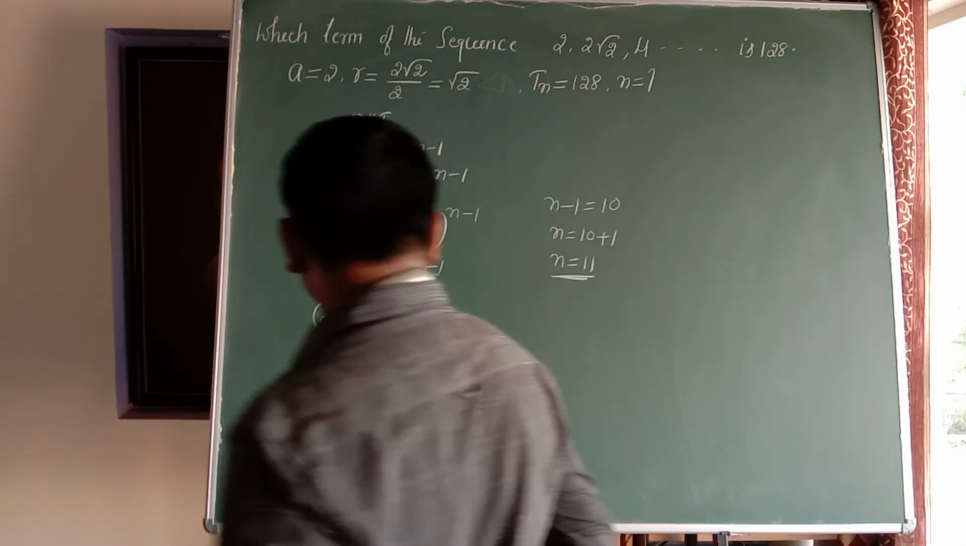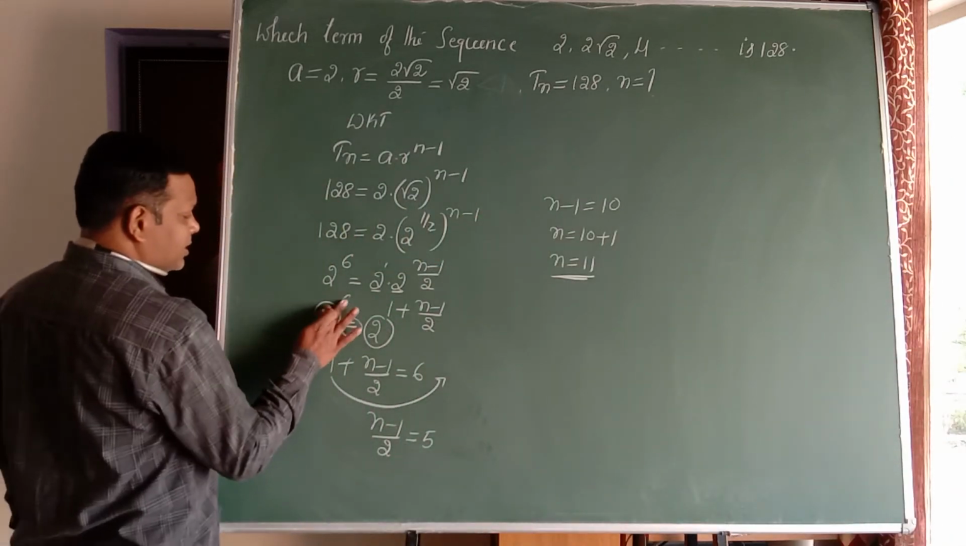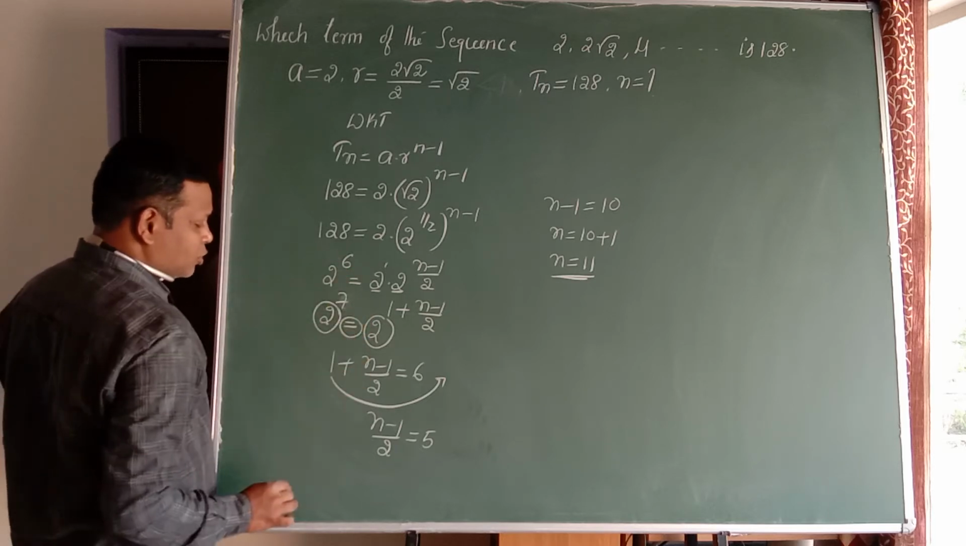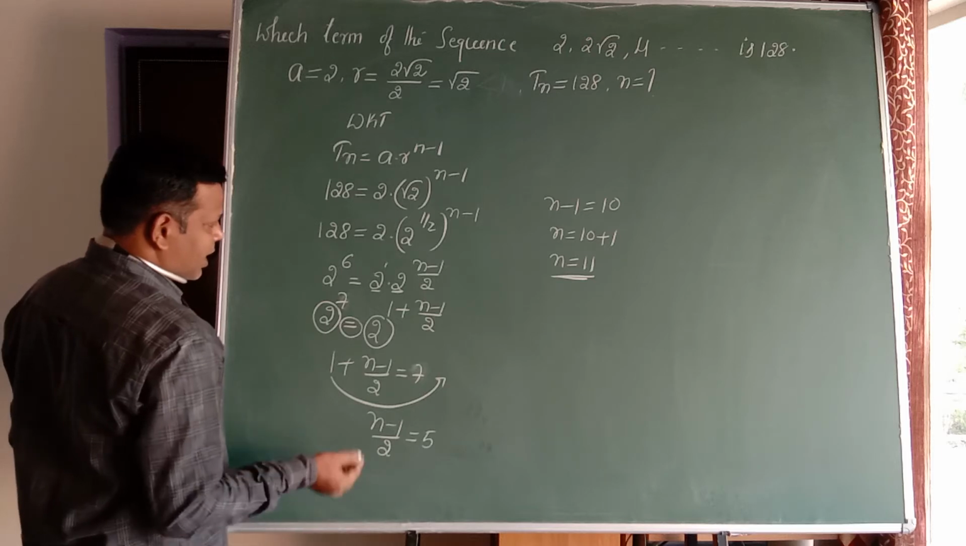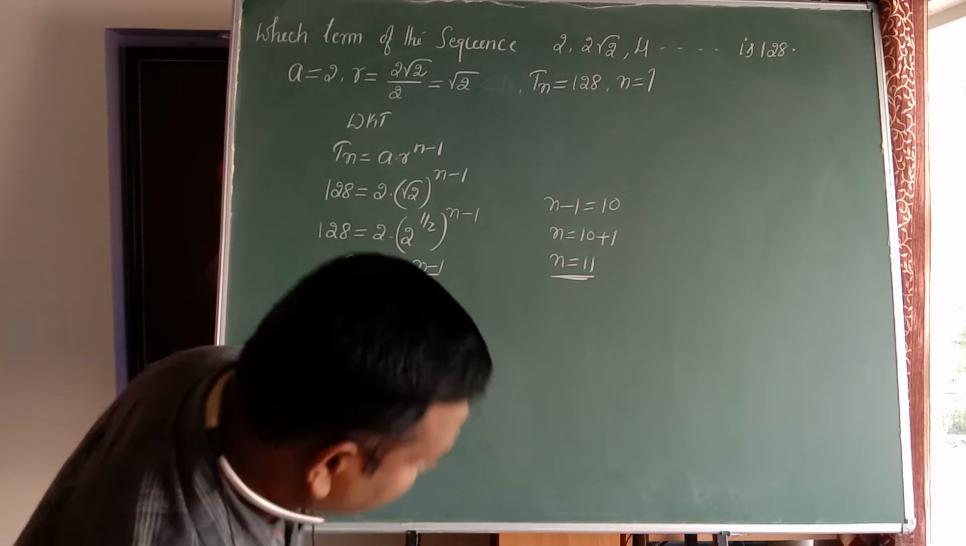Maybe this is not 2 power 6. This is 2 power 7. Sorry, that is 2 power 7. This is 7. Okay, or you can do it like this also.